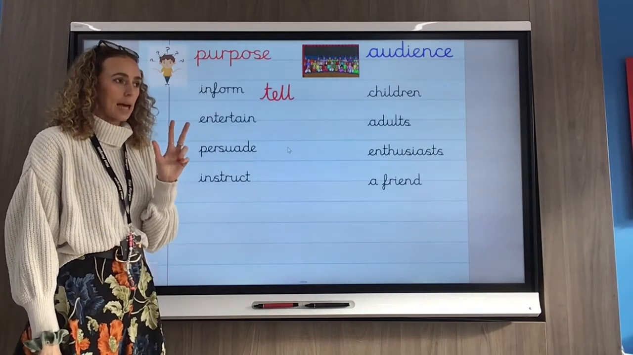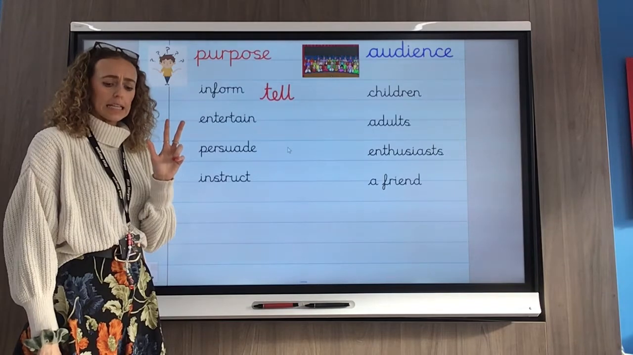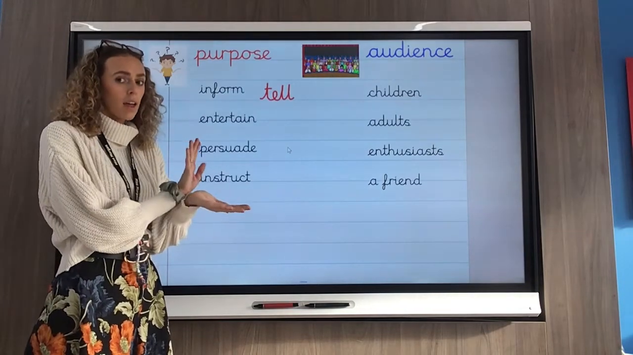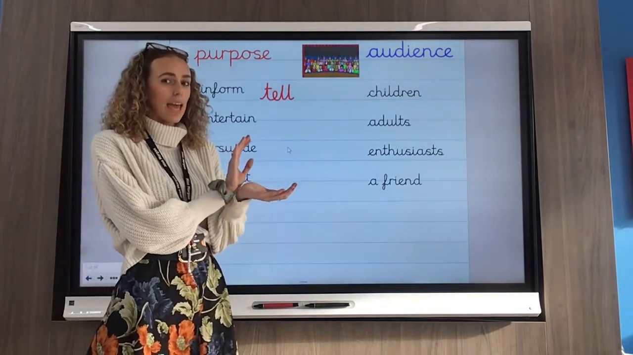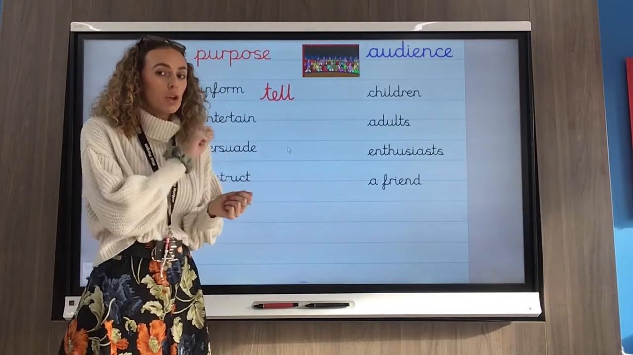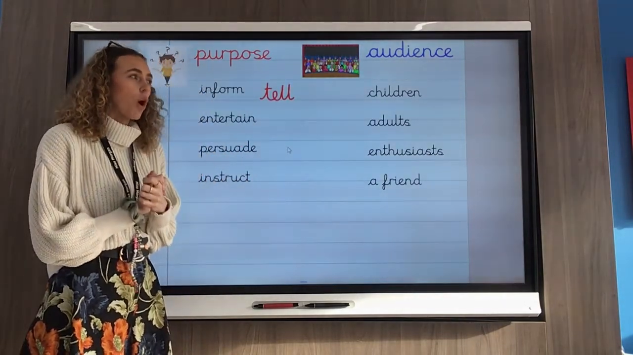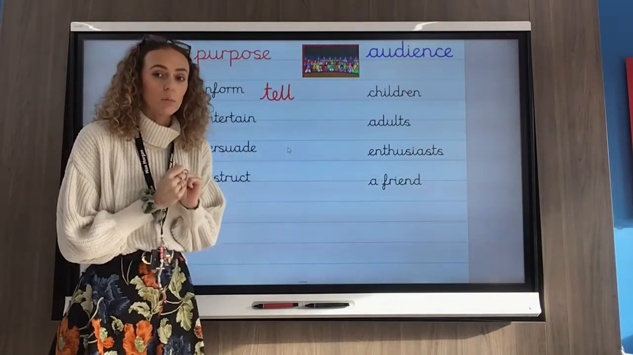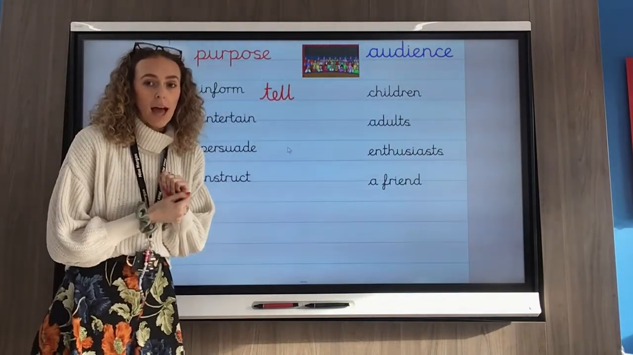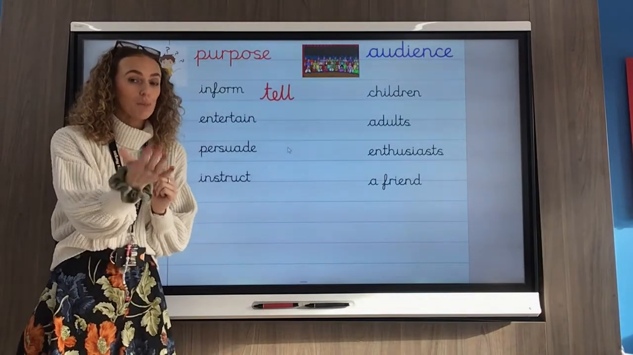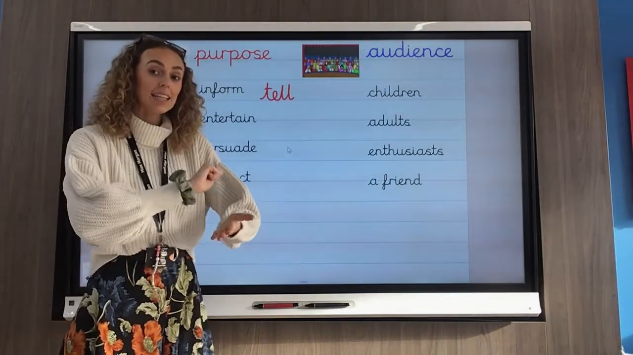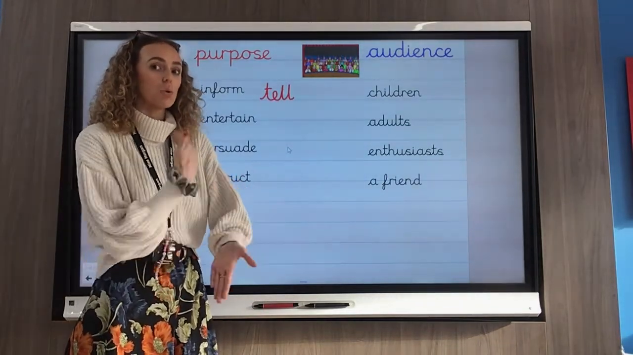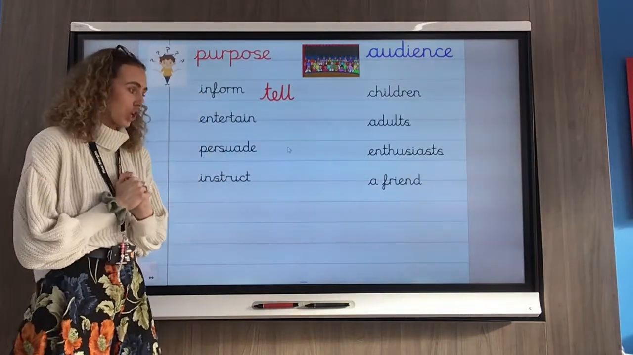I'll give you an example. Oh, you really need to buy this toy. This toy is the best toy in the world. Okay, so if you write to persuade, you are writing to persuade somebody to either buy something or go somewhere. Okay, so Chester Zoo might write a leaflet to persuade you to come to their zoo.